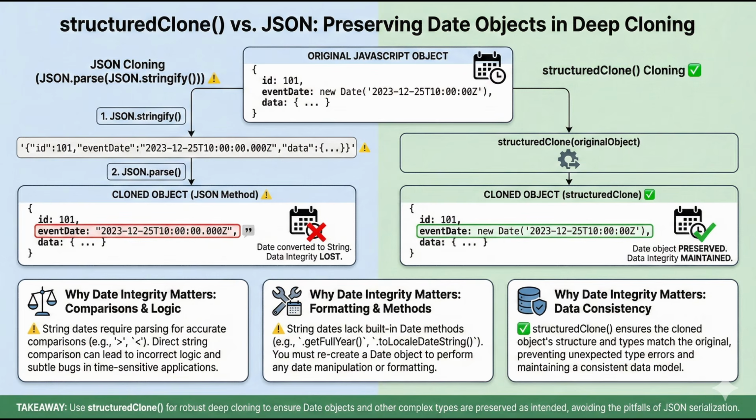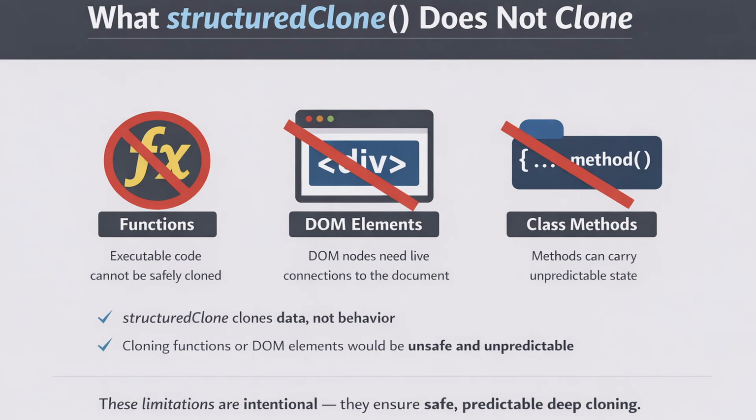At this point, it sounds almost too good to be true, so it's important to understand the limits. StructuredClone is designed to clone data, not behavior. That means it won't clone functions, DOM elements, or class instances that rely on methods. And honestly, that's a good thing. It keeps the API predictable and focused on what it's meant to do.